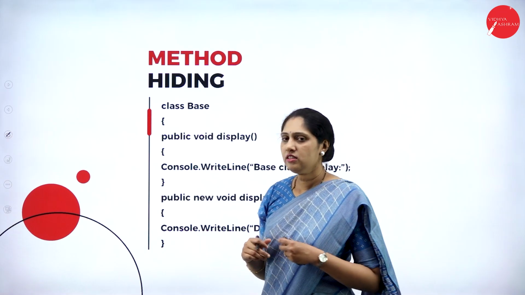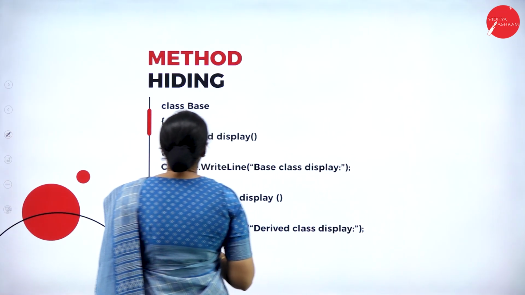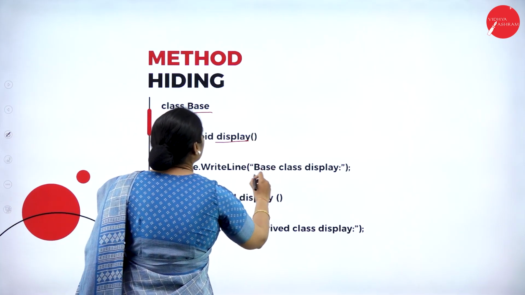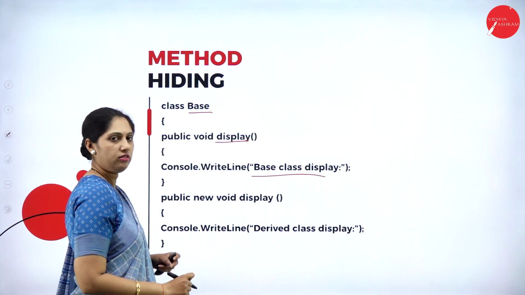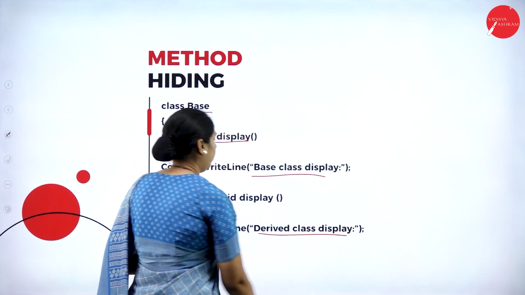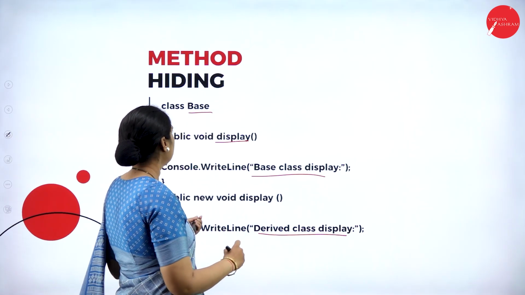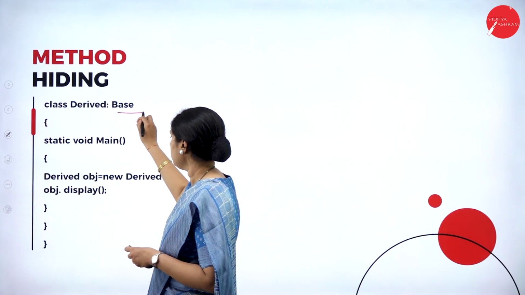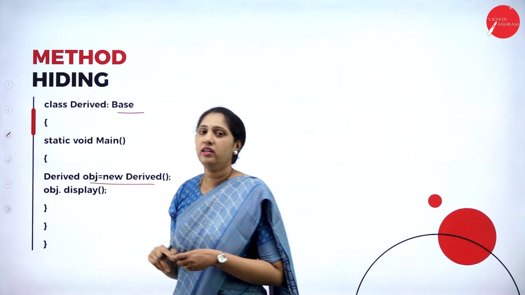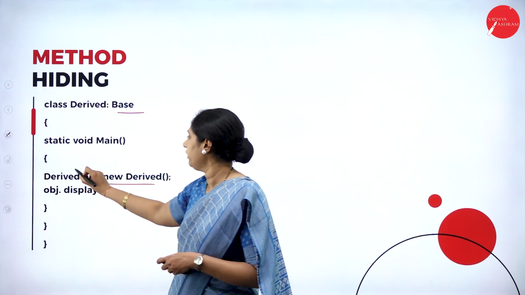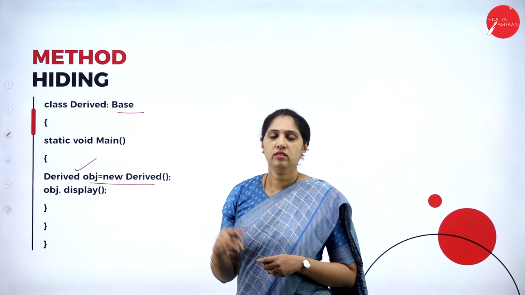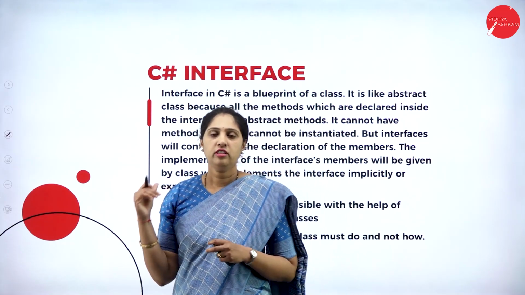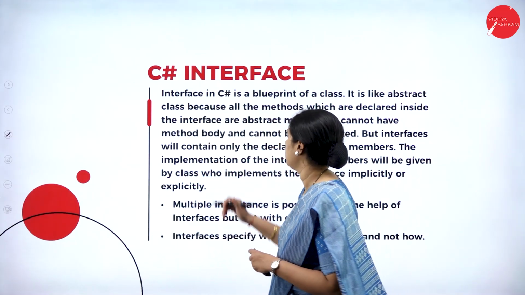Right? In this method hiding, we'll have a base class, then there's a display function, base class display, and for this we have a Console.WriteLine, that is derived class display. So same concept, we have derived this, and what we have done is we have created an object for which class? For the derived class. Then we are calling what? The function display.